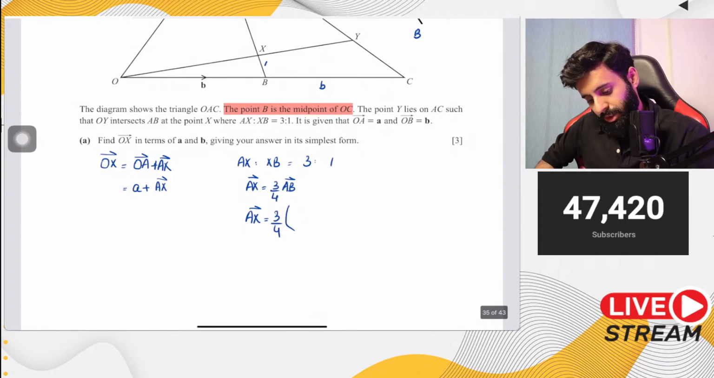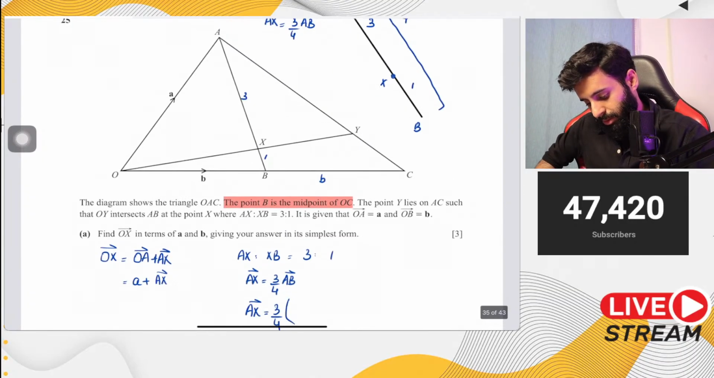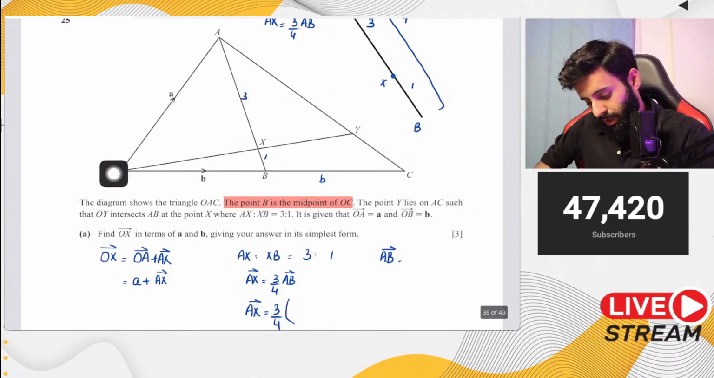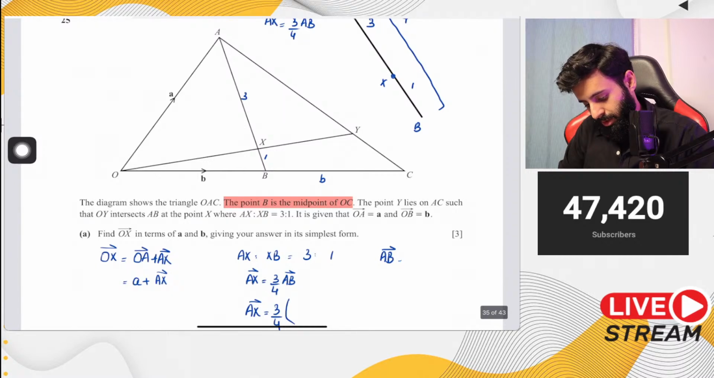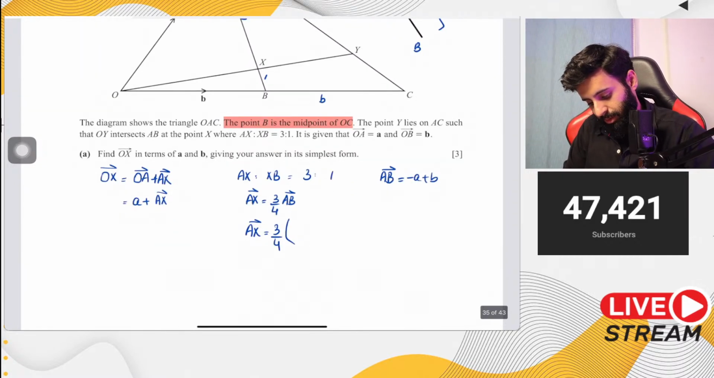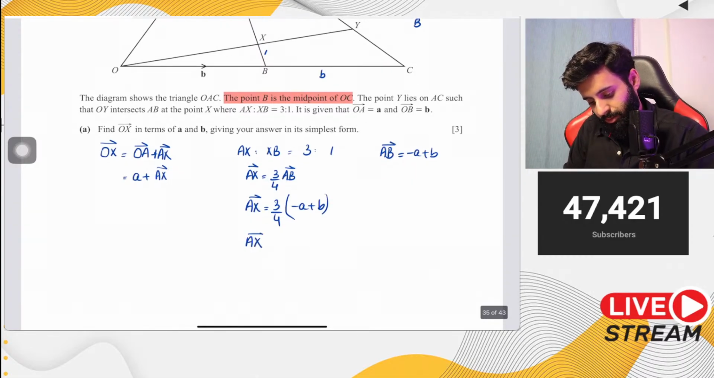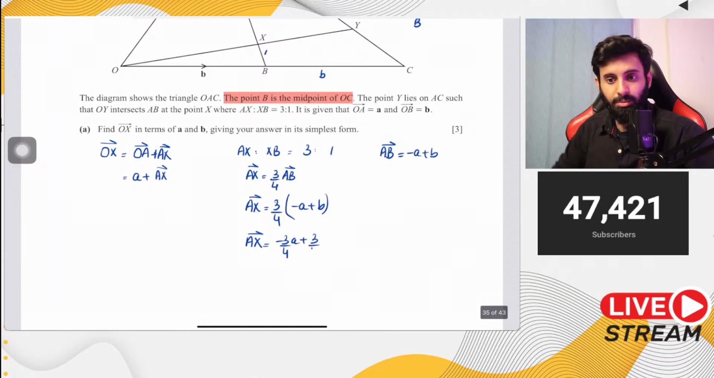Now what's AB going to be equal to? Let's write AB over here. AB is going to be equal to AO plus OB, so that means it's equal to minus A plus B. Let's replace that over here. So AX is equal to minus 3/4 of A plus 3/4 of B.